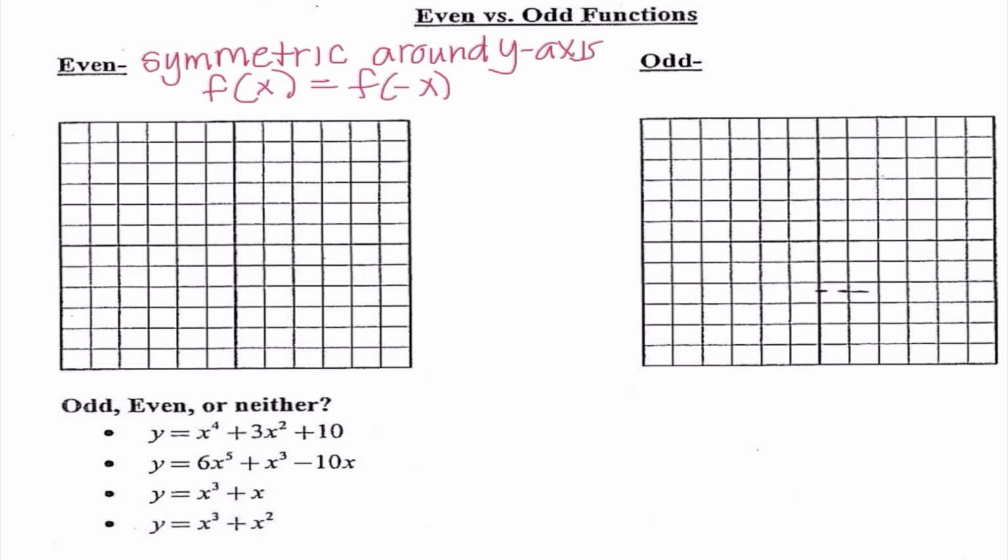So something is even if it is symmetric around the y-axis. And another thing that we may need to look at if we're trying to prove it using points is that f of x is the same as f of negative x. And what this really means is that the y values, the outputs, will be the same for x values of opposite values. So f of 2 and f of negative 2 would give us the same output.